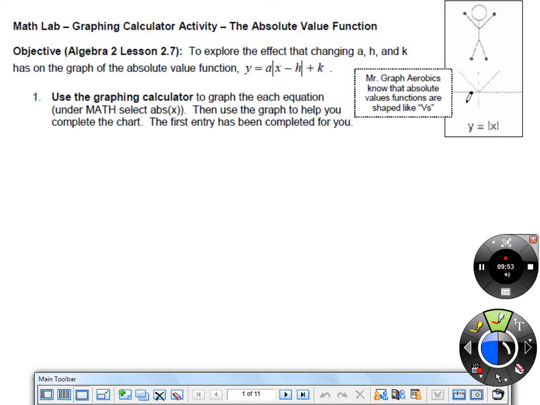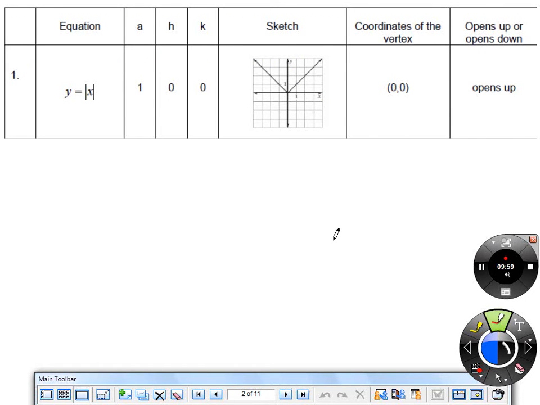Okay, so the calculator is the tool we're going to use to make some observations about what happens. Basically, this chart is set up like so. There's a bunch of different equations for you to graph. Notice it asks you for A, H, and K to sketch a quick picture to find the vertex and state whether it opens up or down.